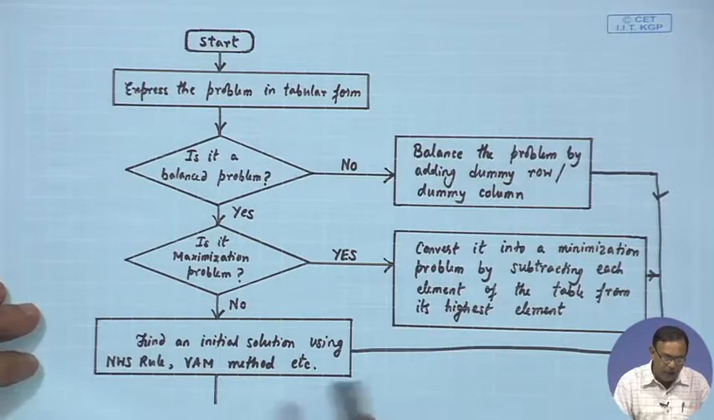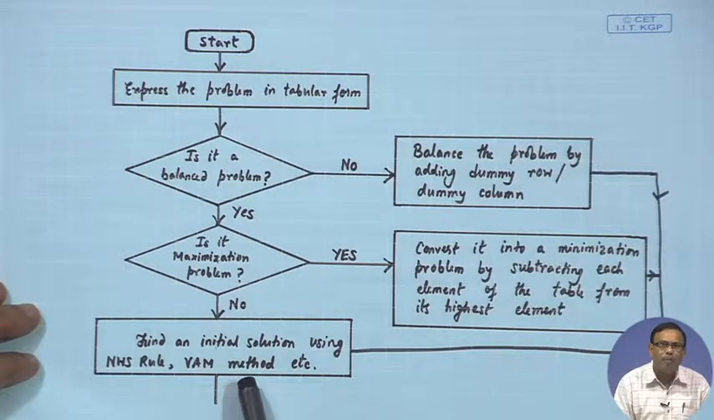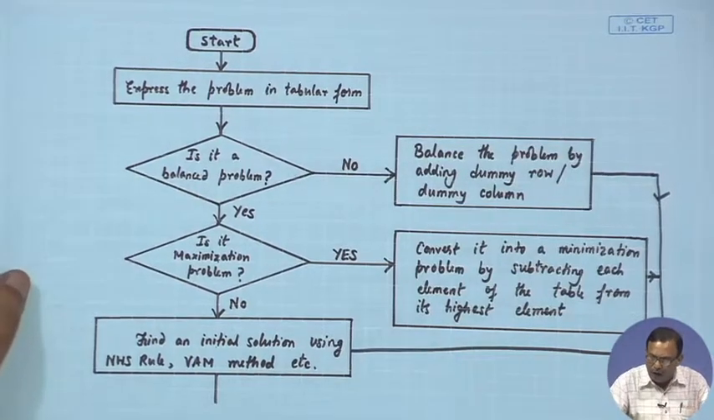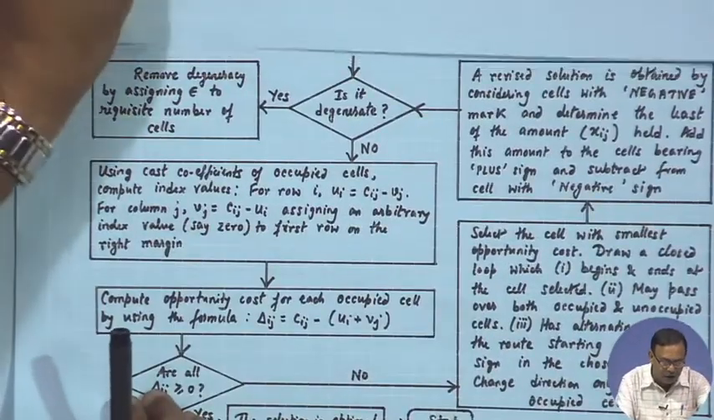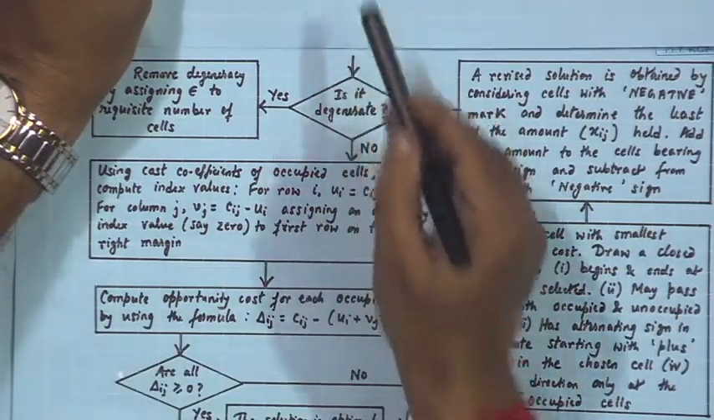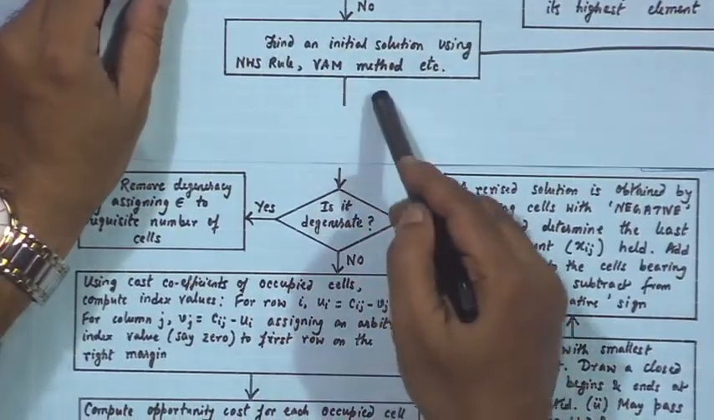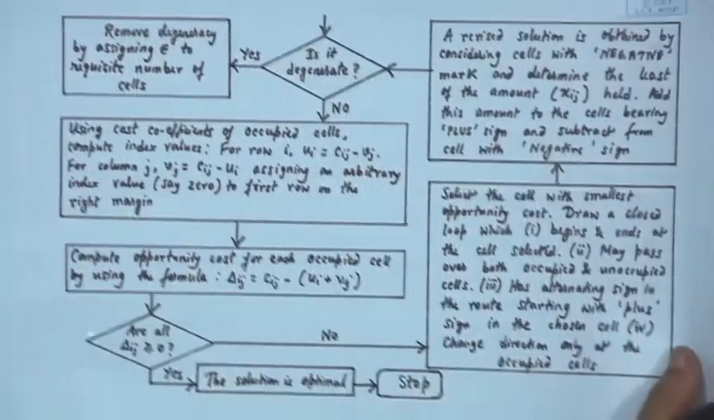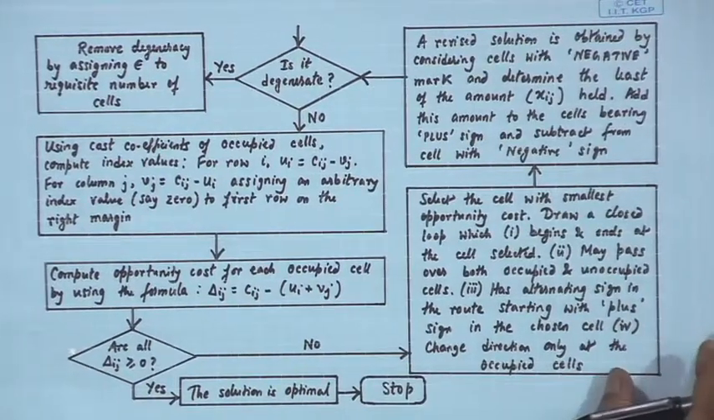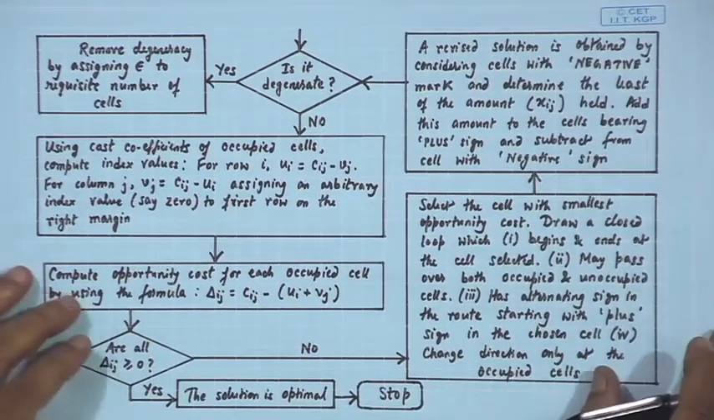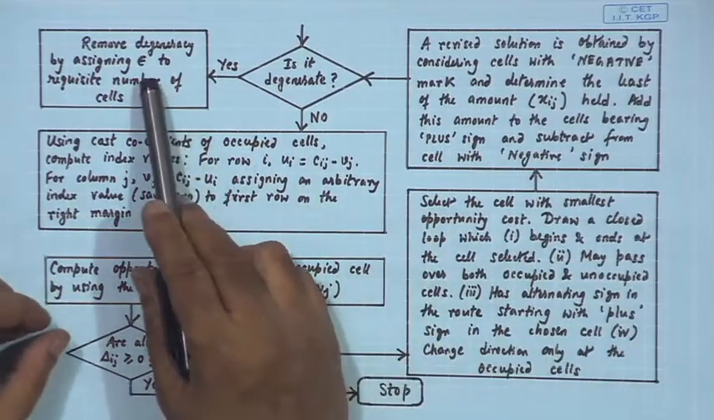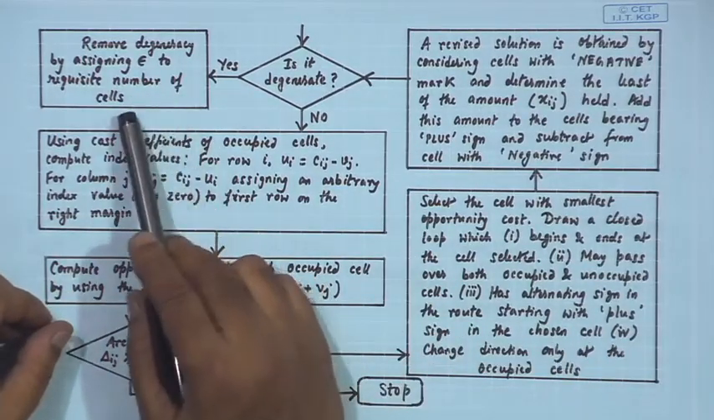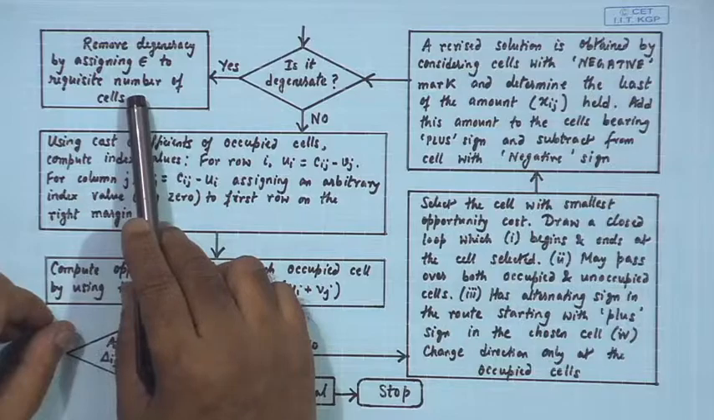Once we have obtained the initial solution using the VAM method or etcetera, after that we have to check, coming from this place to this place, whether it is a degenerate problem or not. If it is a degenerate problem, then remove degeneracy by assigning epsilon to the requisite number of cells. Again, this we have to check, how I can remove degeneracy.